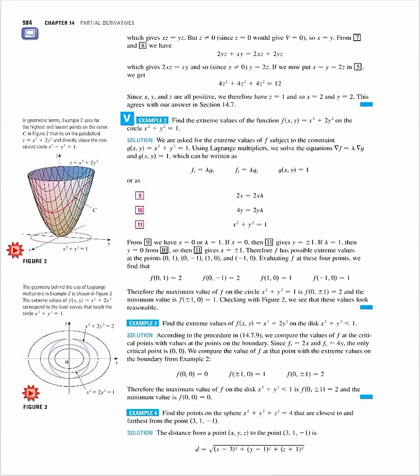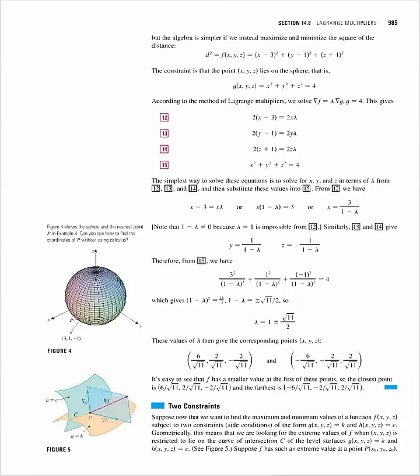I urge you to pay special attention to example 3, where we find extreme values of a function on a closed disk. And you can do the interior of the disk using the procedure from the previous section, 14.7. And for the boundary of the disk, you can use Lagrange multipliers. And so this is going to be an important idea for us. And example 4 is good too. Again, this is using Lagrange multipliers on a distance function.